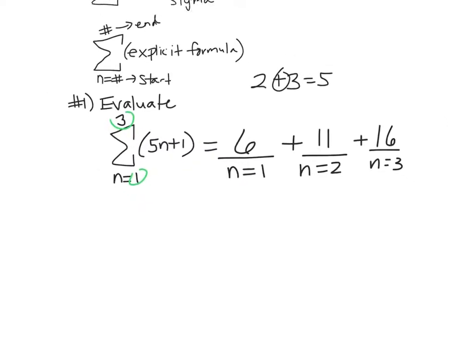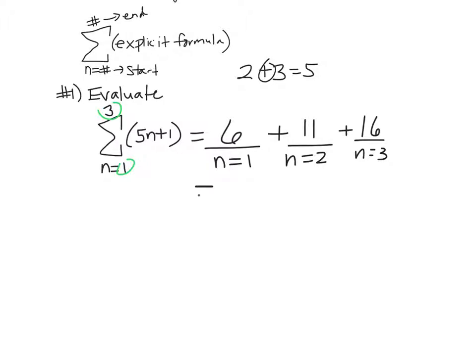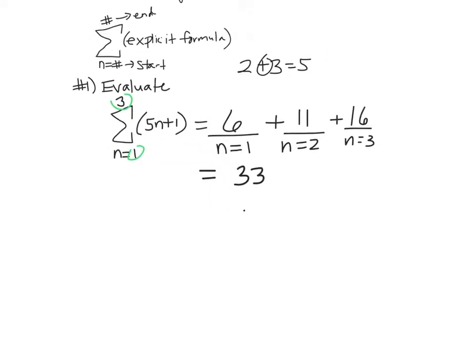And then I get my calculator out, and I take that, and I add it up. 6 plus 11 plus 16, or if you don't need a calculator for that, that's great too. And you end up with 33. So you evaluated this and got 33. Okay? All right, let's do some more.